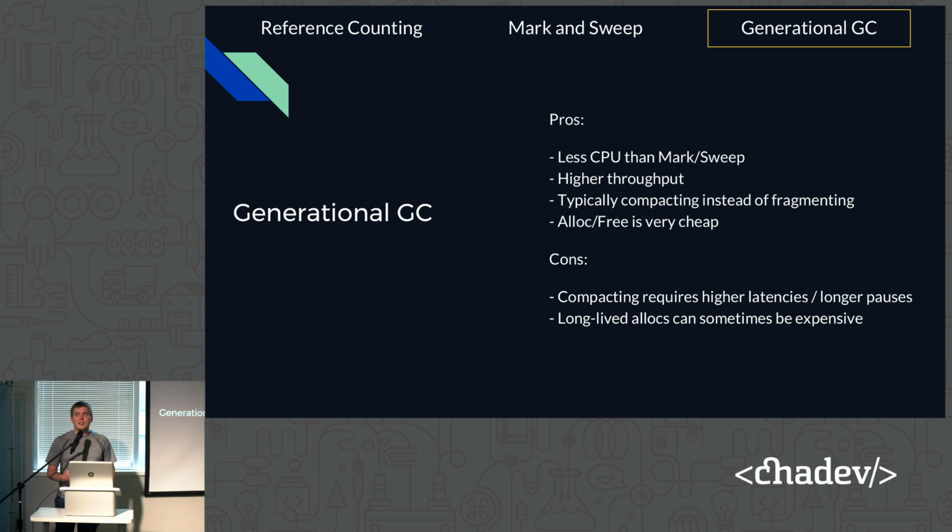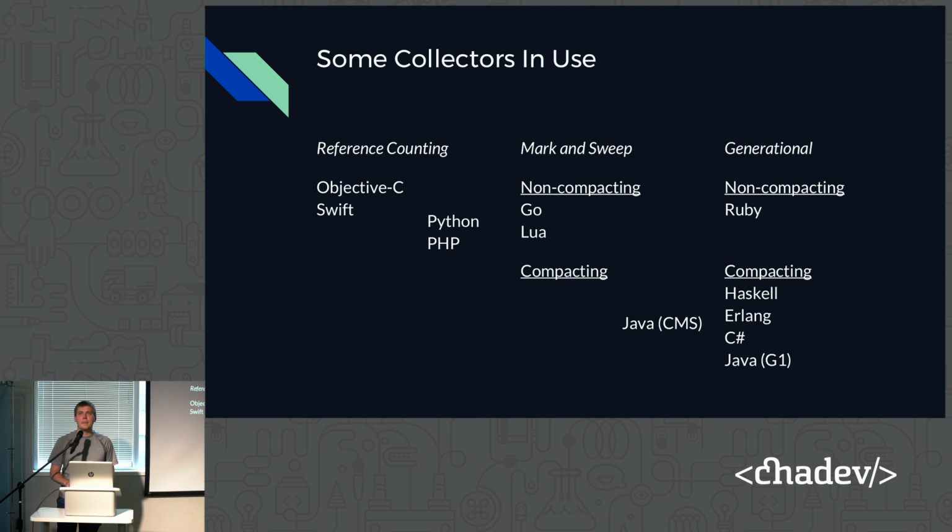It's typically a compacting implementation rather than a non-compacting, fragmenting one. So objects are copied from pool to pool, which allows them to be sequential, and that makes for better cache hits and other benefits. But it does require higher latencies and longer pauses due to moving memory around and having to update the references to that memory. And in some GCs like Haskell's, if you have long-lived allocations, they still get copied from pool to pool, which makes long-lived allocations more expensive than they should be.